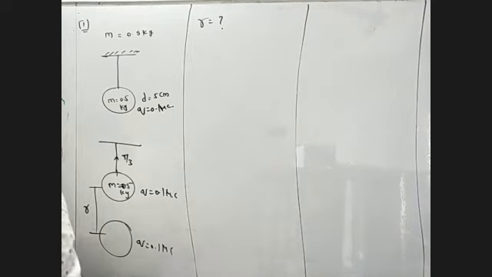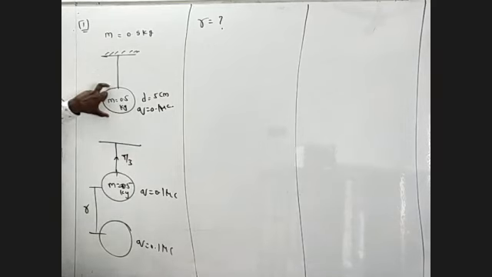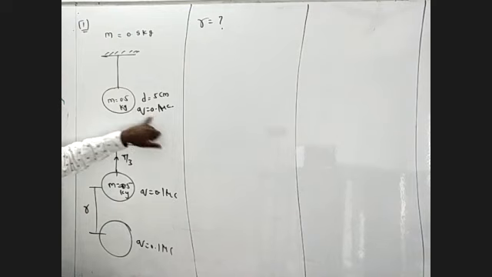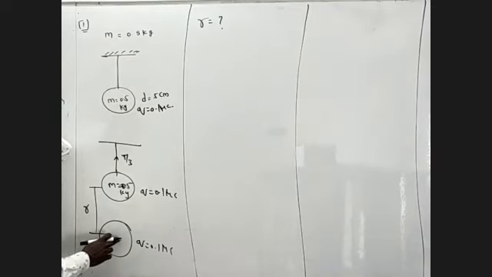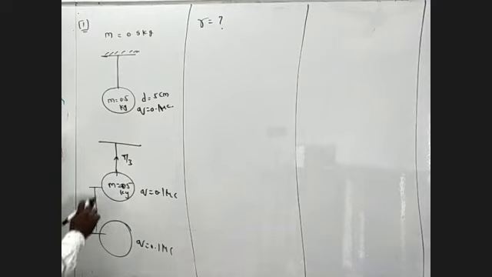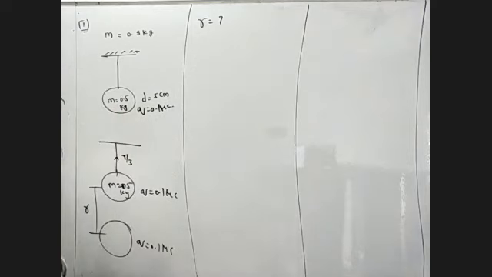Actually, this is the mass of the ball having charge. This mass of the ball is suspended from a fixed point. Next, the same charge is brought very near below it. And what is the distance between the two charges? We have to find out the distance between the two charges.